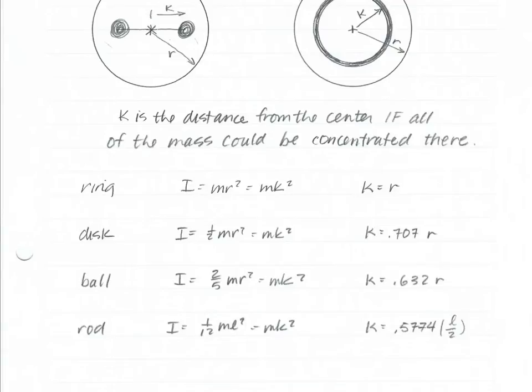Again, you can see that we already discovered that k has to be a number between 0 and R, so there's a fraction here. It's not greater than R, clearly. It's less than R, and it's going to be a fraction between 0 and R. For a rod, it would be 0.577, and I'm putting R here as L over 2 because that makes more sense for a rod.